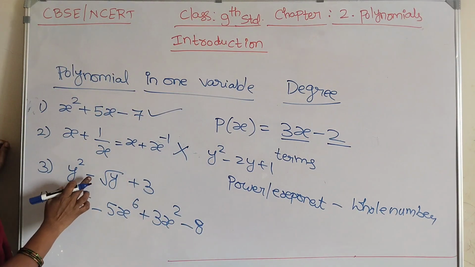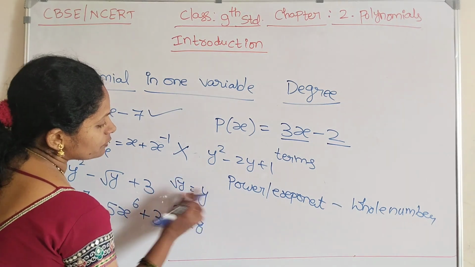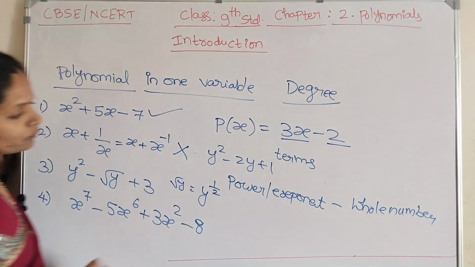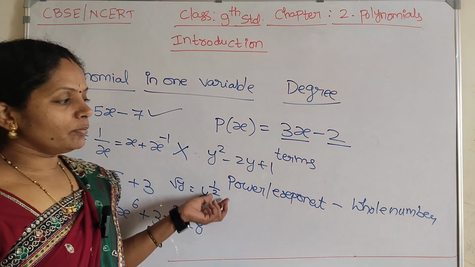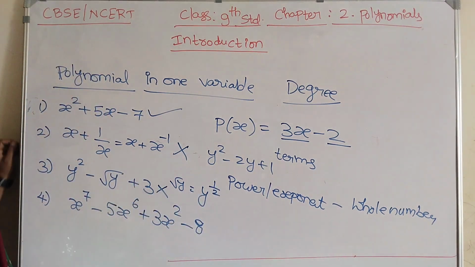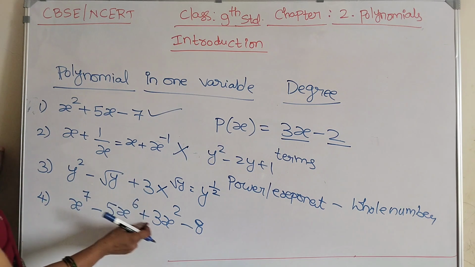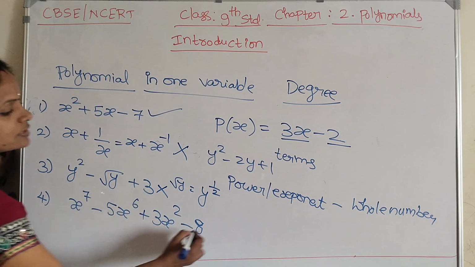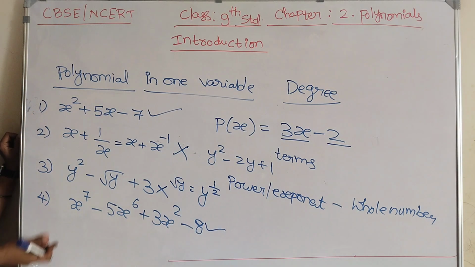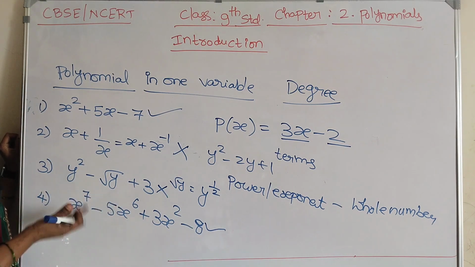Next, y square minus root of y. Root y can be represented as y to the power of 1 by 2. Here, y power 1 by 2, the power is not a whole number. That's why it is also not a polynomial. And x power 7 minus 5x power 6 plus 3x square minus 8. This is a polynomial. Now tell me, what is the degree of this polynomial? It is 7, because the highest power is 7.